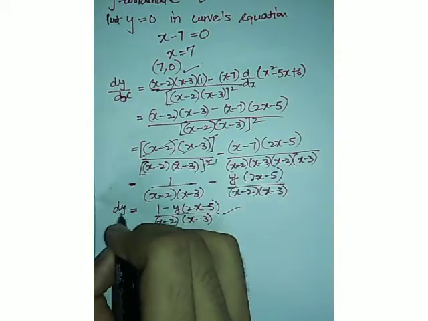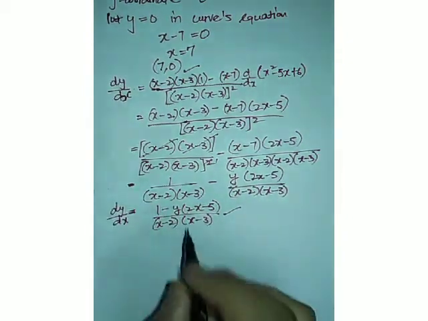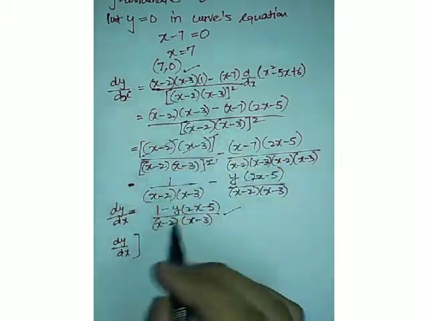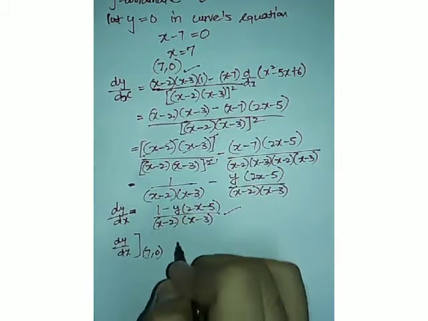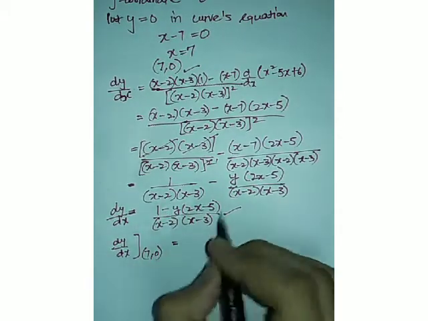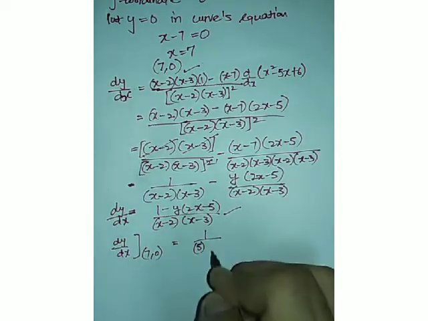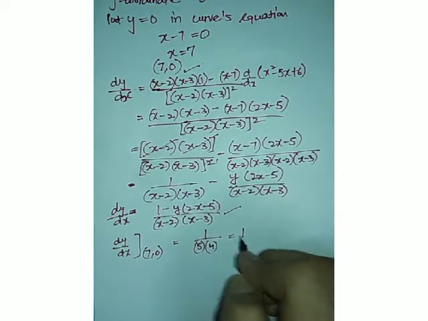Okay, so let's move further. We have found the differentiation, but we have to find it at our required point, that is at 7 comma 0. Now put y is equal to 0, this whole thing will become 0. 1 upon 7 minus 2, that is 5. 7 minus 3, that is 4. You will get 1 upon 20.